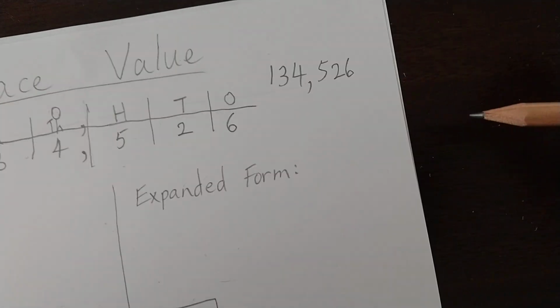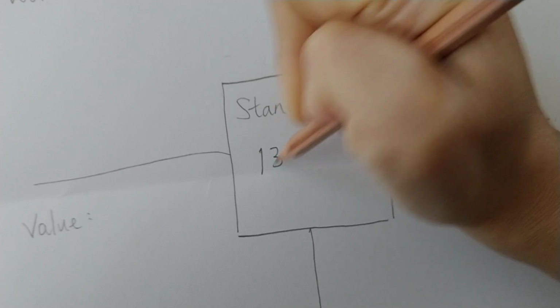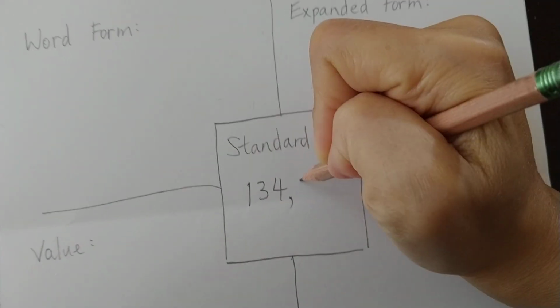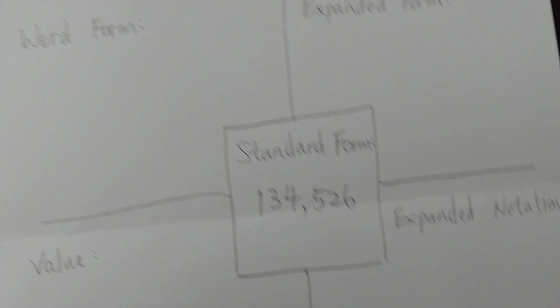The next thing students will need to know is all different kinds of representations for the same number. Standard form is how we usually write the number regularly. So the standard form for this number is 134, comma, 526. That's the standard form.